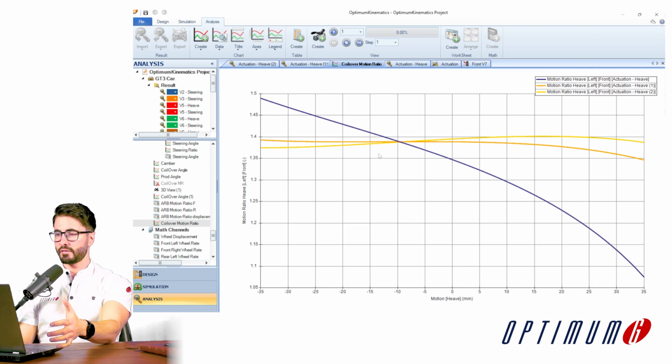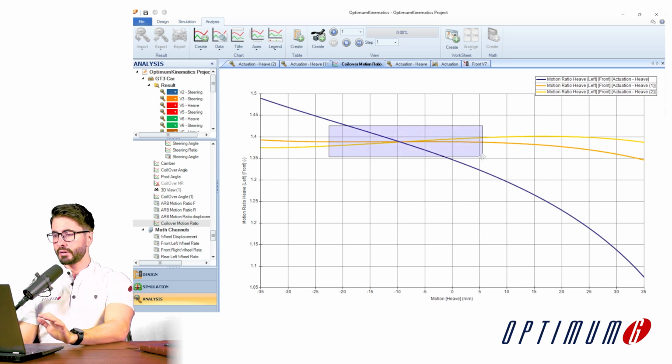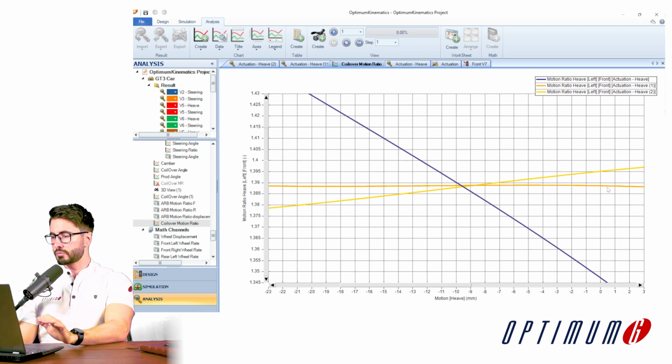Alright, so now we have our next iteration and I'm getting pretty happy with the results. Again, the static motion ratio is not correct. I'm going to have to fix that by adjusting the arms, just like we did in the first step. However, the variation is getting pretty good. As we can see here, if I go from 0 to 20 millimeters compression, it is going from 1.395 to 1.38, which seems to be in the range that I would like to see this variation.